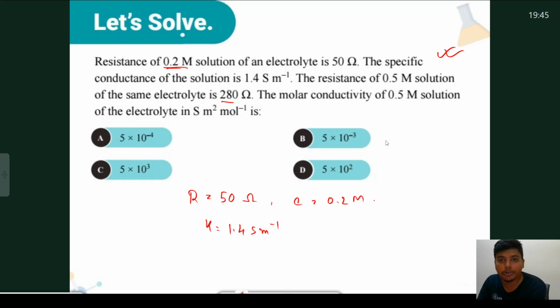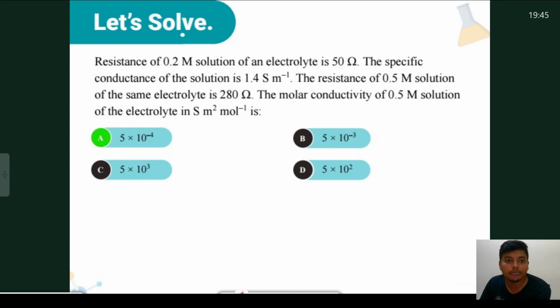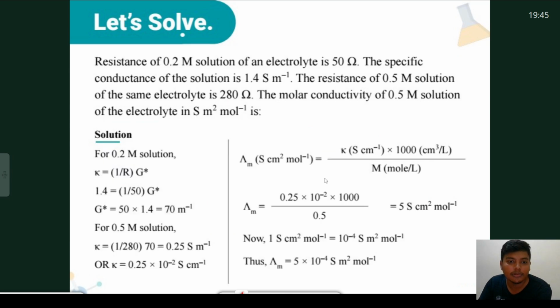Now tell me what you are doing. So this is given. Now they are telling that when concentration is 0.5 molar, the resistance is 280 ohm. Clear or not? Now what do you have to do? You first have to find out the L by A value, that is G star. G star will become 70 meter inverse.